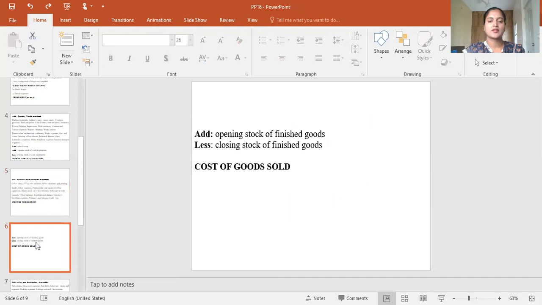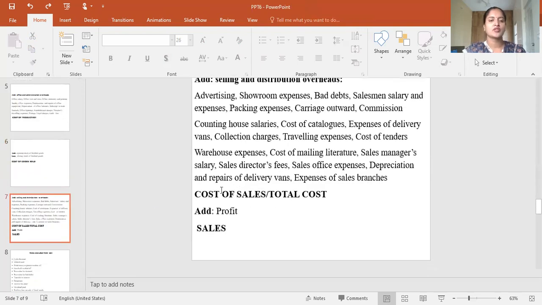Next, to your cost of production, you should add opening stock of finished goods, and if there is any closing stock of finished goods given in the problem, that should be deducted from your cost of production. Then you are going to get the cost of goods sold.